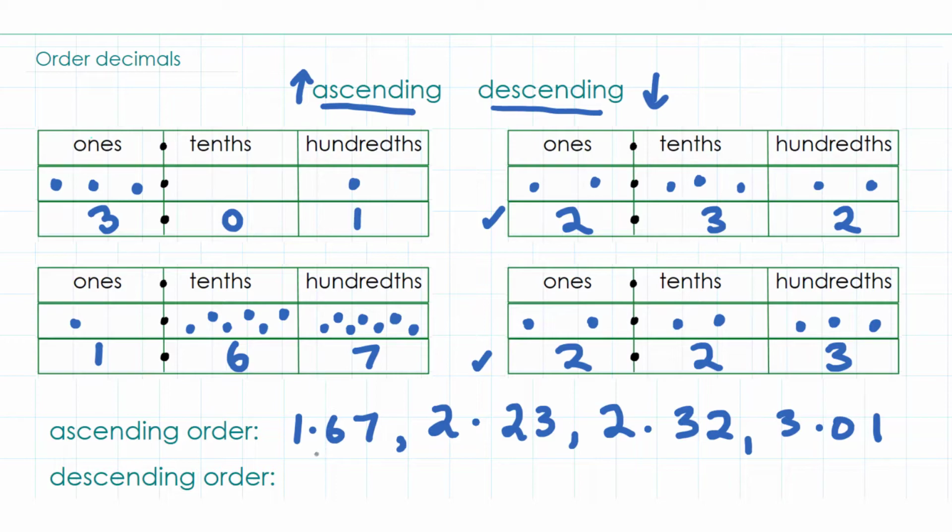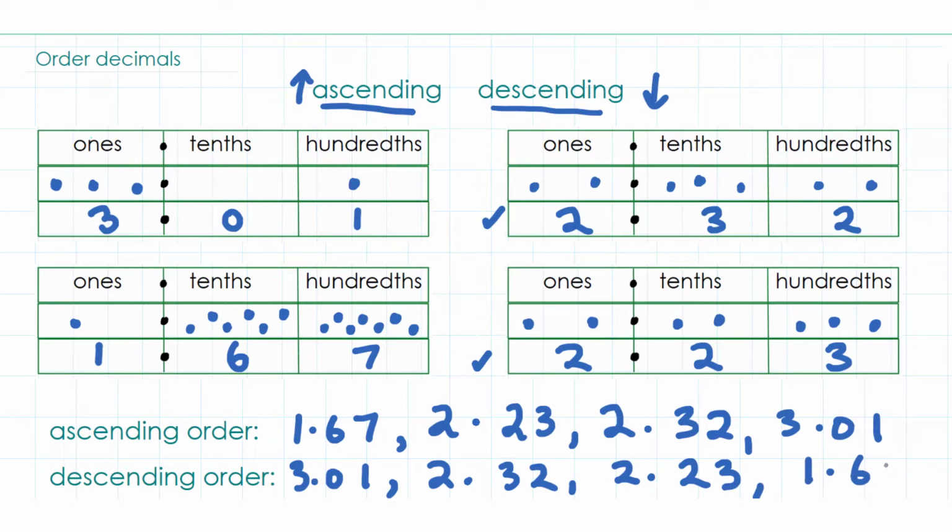So what's the biggest of all? It's 3.01. Next is 2.32. Next is 2.23. And finally we have 1.67. So there we go. I hope that makes sense.